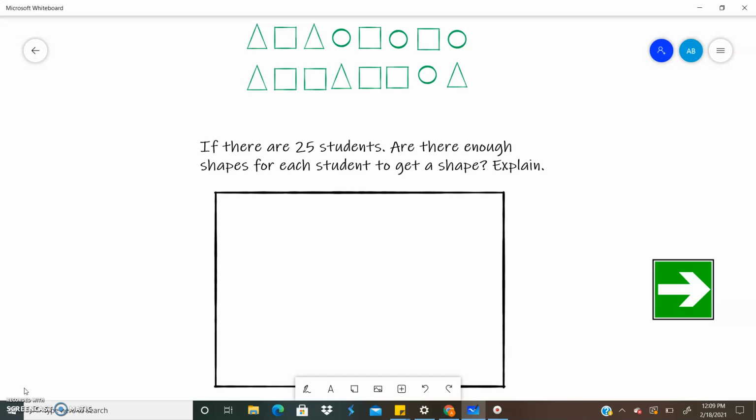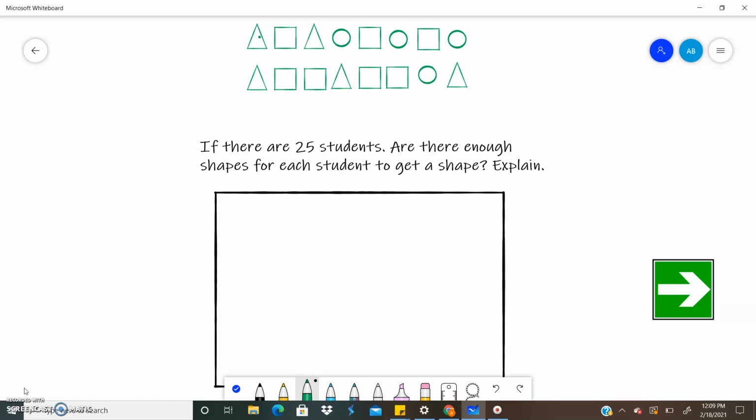So the first thing we need to do is figure out what the question is asking us to solve. So it says, are there enough shapes for each student to get a shape if there are 25 students? Okay, so we know we need 25 for all the students, but let's go ahead and count how many we do have. So let's start with triangles. How many triangles did we have?